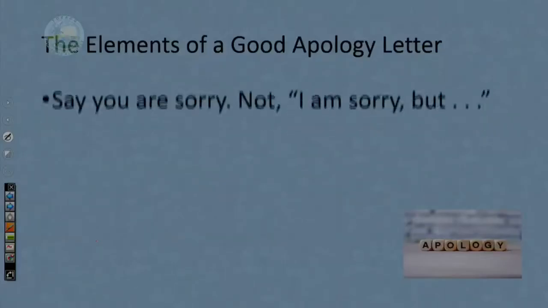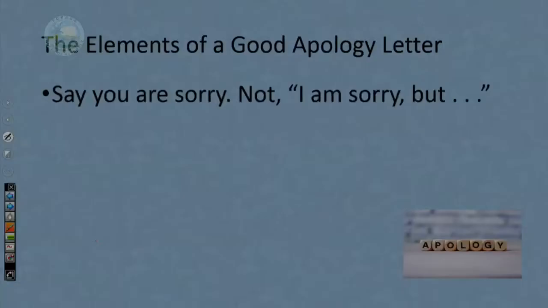You want in your apology to say you are sorry. You're not going to say, I am sorry, but. And let me explain. If you include this word but, and I remember my grandmother saying this to me, I remember my mother saying it to me, my father saying it to me, if you put but in, you have butted out the apology.